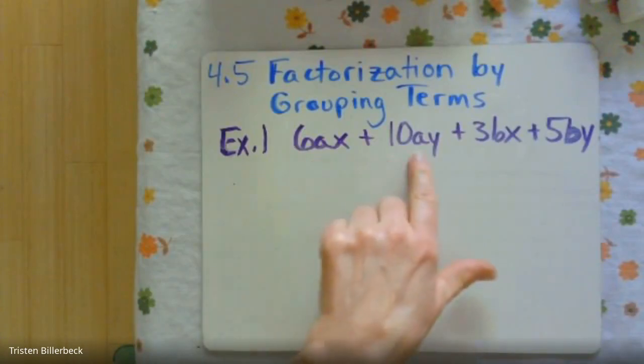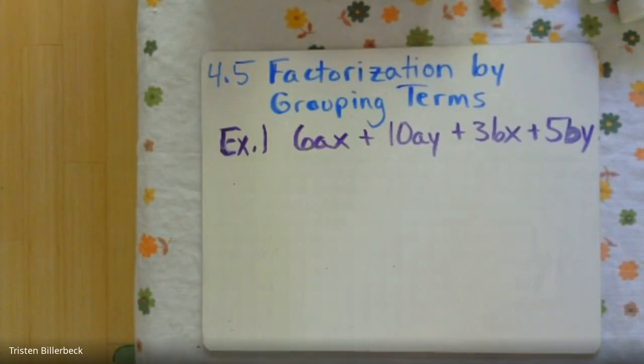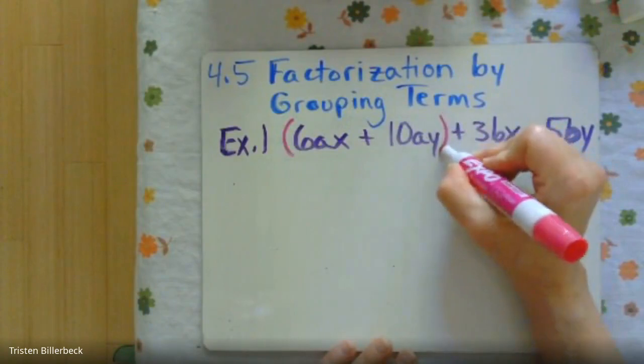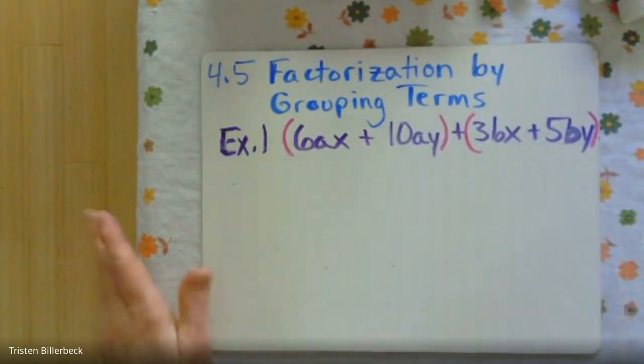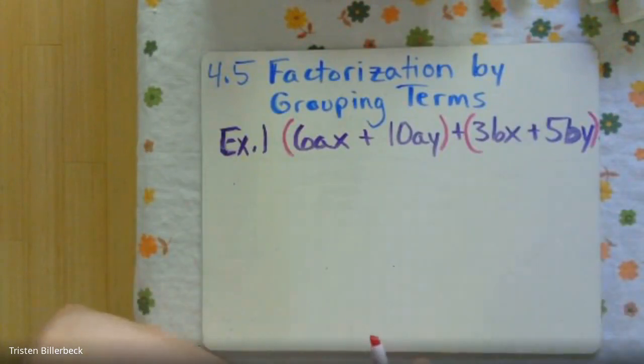Factorization by Grouping Terms. So when we have 4 terms, that gives us an idea. If they're all a little different and we can't combine them, and we have 4 terms, we might want to try factorization by grouping. The first thing we could do is put parentheses around these 2 and take out like terms for this and like terms for this and see what is left over.